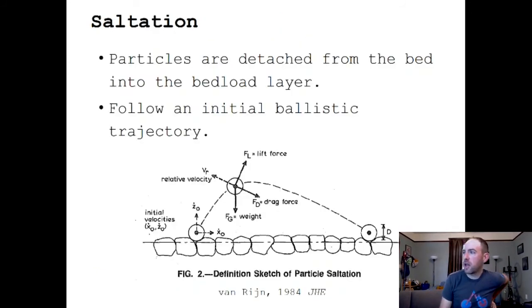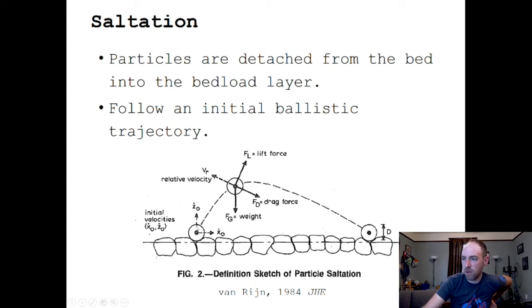And saltation, again, is where particles are detached from the bed and are ejected into the bedload layer. They're well known to follow this sort of ballistic trajectory, like I said, where they shoot almost straight up, and then they get entrained and dragged down the slope, or down the flow. The reasoning behind this is initially the impingement of turbulence on the bed and the lift forces. In that particular part of the flow, the lift forces are very high at the lowest point in the flow, where your velocity profile is accelerating from 0 to some higher velocity.